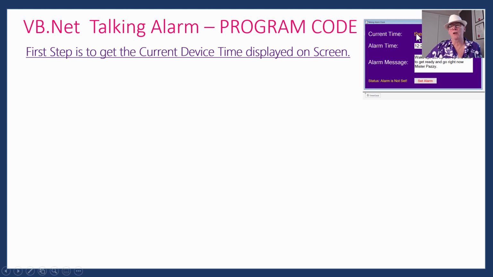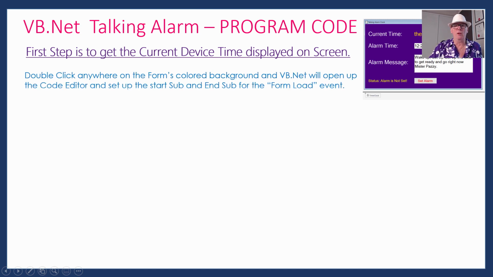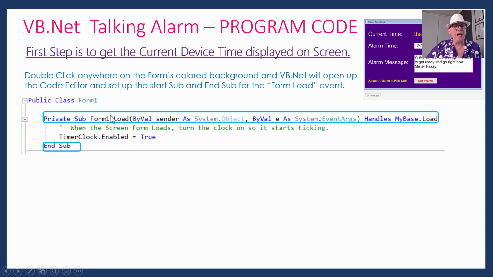So up the top here at the moment on our form, it just has the time written into our text for that label that we set up there. So click anywhere on the form's colored background here. So click in this blue area we've got on ours. So double click there, and what that's going to do is open up the code editor, and VB.NET will write this code for you.